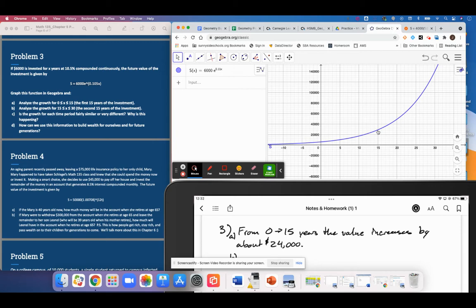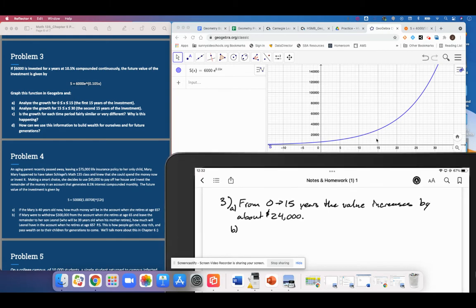So for part B, we've got the time period 15 to 30 years. And so we're looking here over to here. And so at the 15-year mark, we've got right about $30,000 in the account. And from 15 to 30 years, that 30,000 grows to 140,000. So we gain about $110,000 in the second 15 years.